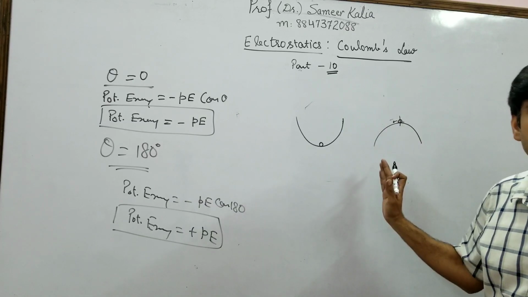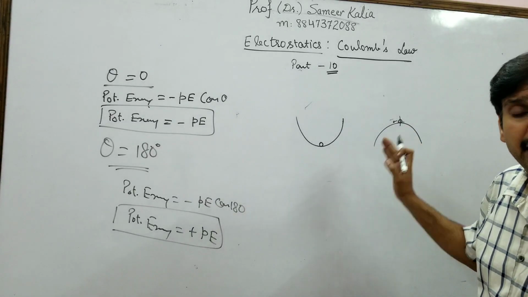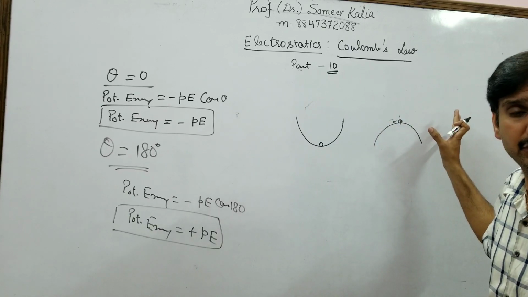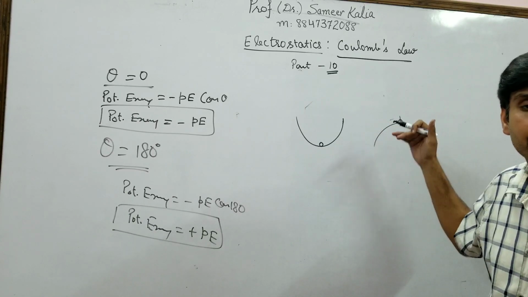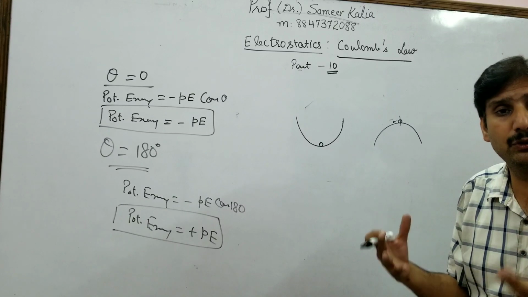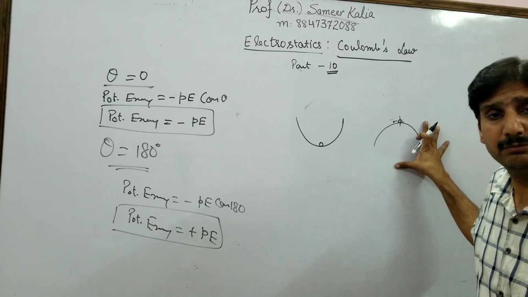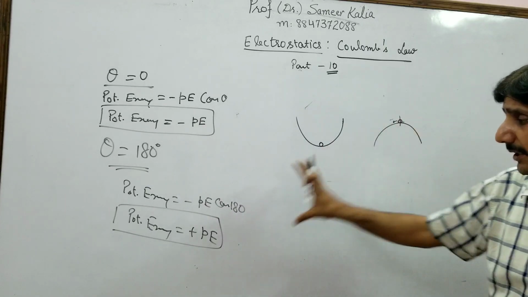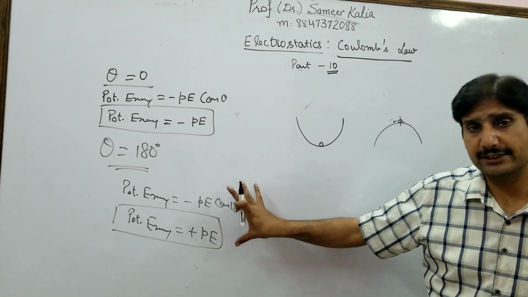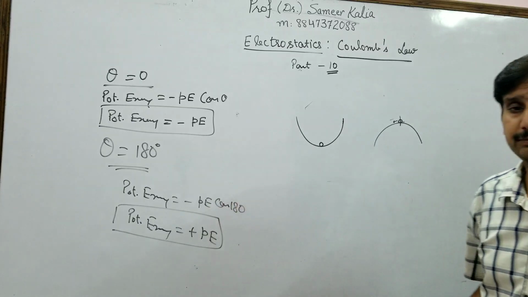You just displace it from its equilibrium position. It will not go back to its equilibrium position because it is at the highest energy, and a system always tries to go to the state of lowest energy. This type of equilibrium is called unstable equilibrium, which is referring to the case of 180 degrees of the dipole.